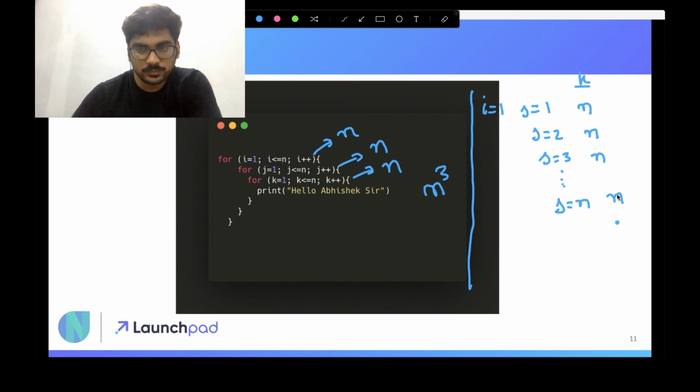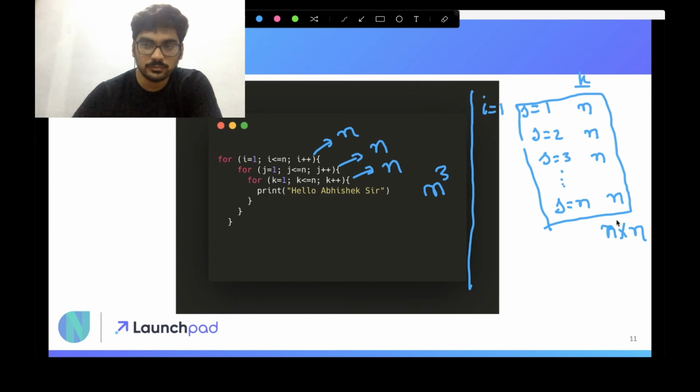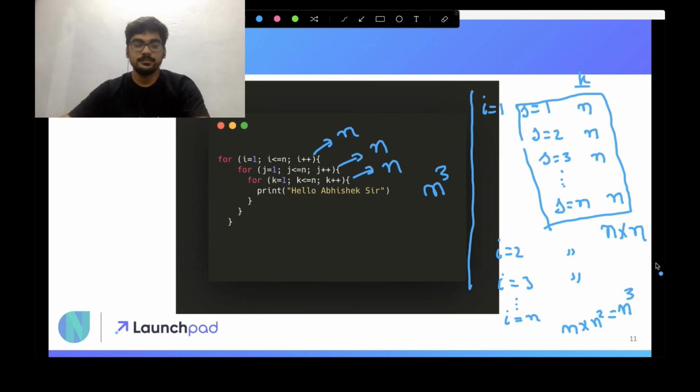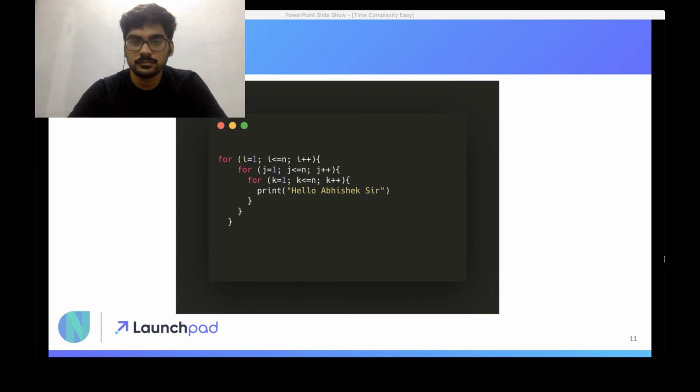So what is this total? How many times are these two loops running together? n into n, right? That is n square time. And this is just for i is equal to 1. Then again for i is equal to 2, the same thing gets repeated. For i is equal to 3, the same thing gets repeated. So total how many times? This will continue till i is n. So total n into n square, which is nothing but n cube. I hope this is clear. Awesome.